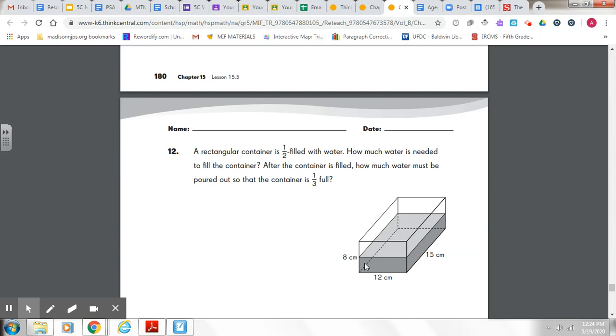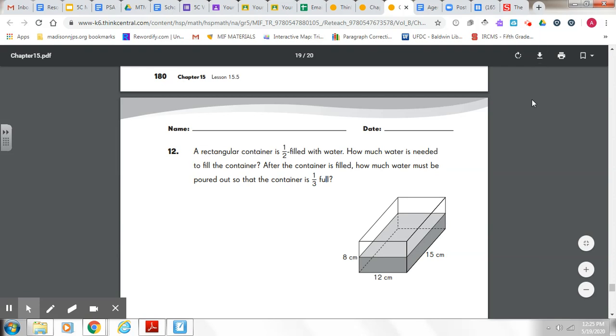So that means I'm not finding just 1/3 of the volume. I need to figure out, if I have 1/3 left, what fraction of the container did I get rid of? So I need to think about that particular volume piece as well. So think about, what fraction did I get rid of? If I'm left with 1/3, how much did I get rid of? And that's going to be the big hint that helps you solve this particular question. As always, if you have any questions, please reach out.